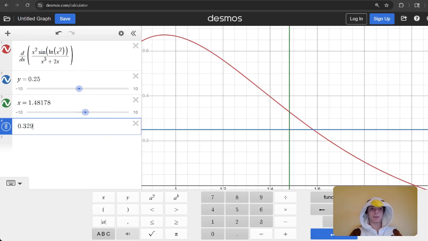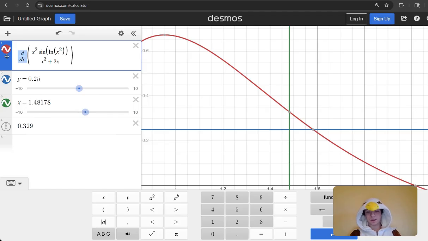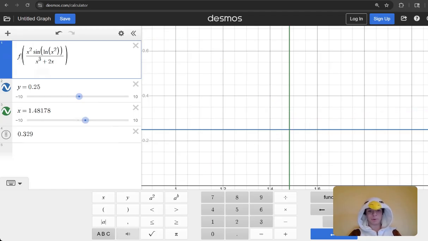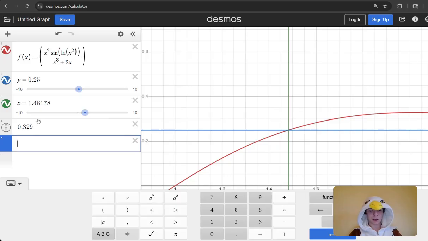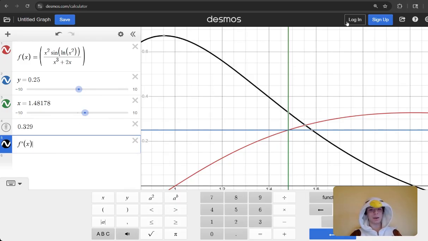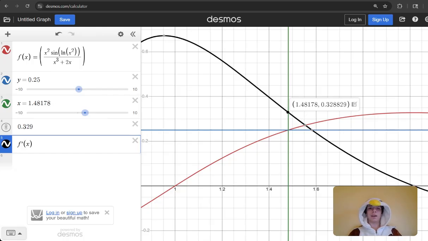But there's actually another option for finding the derivative using Desmos. If we take this function and set it equal to f of x, and then just type in f prime of x right there, that will also give the derivative. And you can see that if you look at that intersection point, it gives us the same answer.